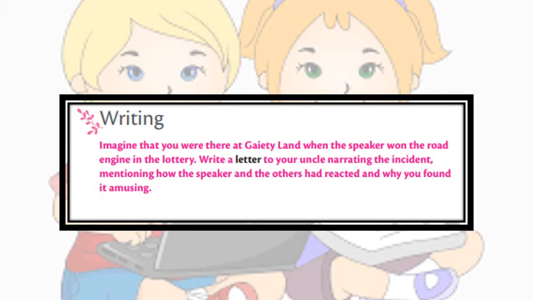You have to write to your uncle what all happened there, about everyone's feelings, about your feelings, about how the speaker reacted, all these things. You have to write a letter to your uncle.